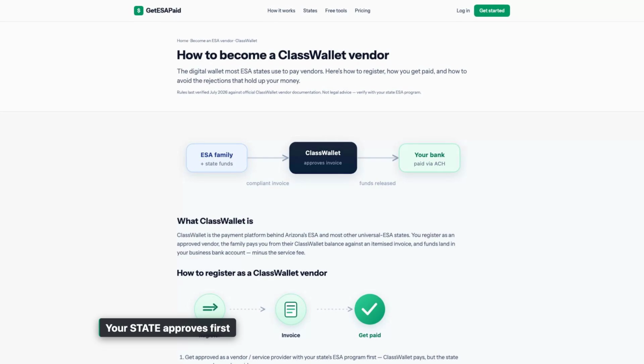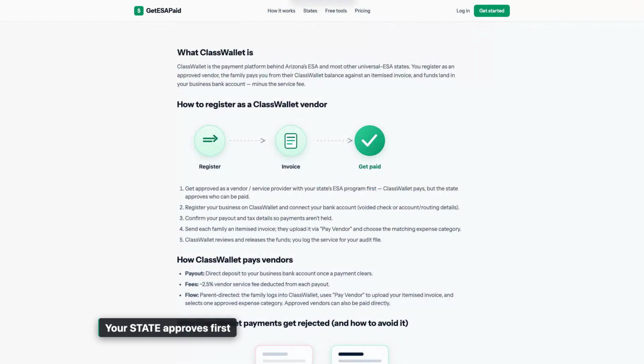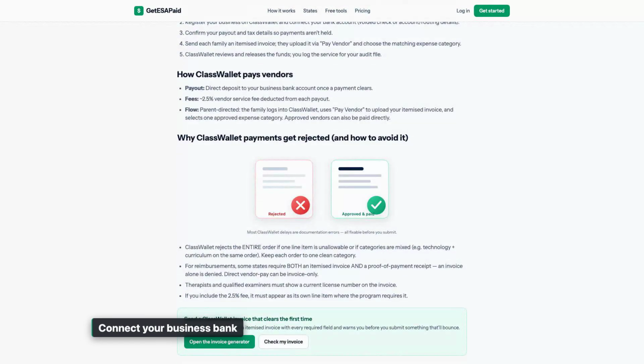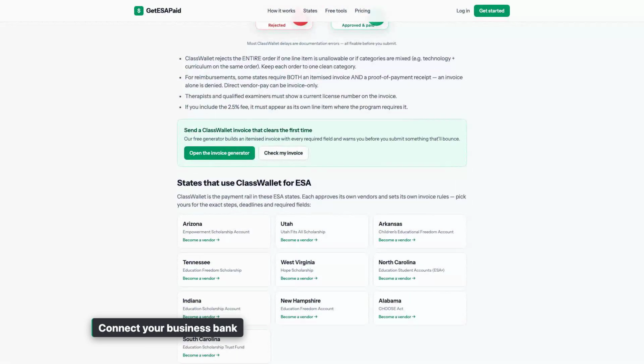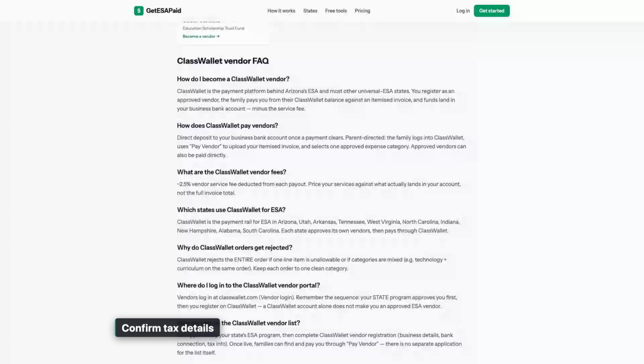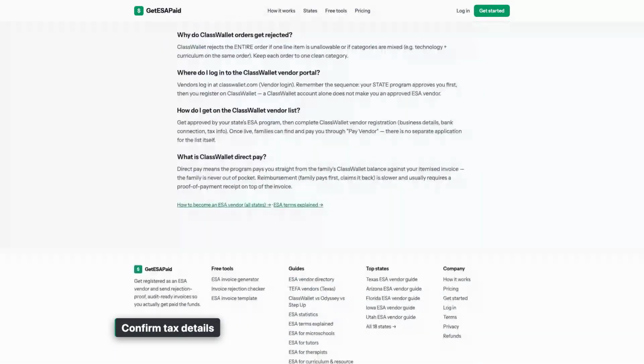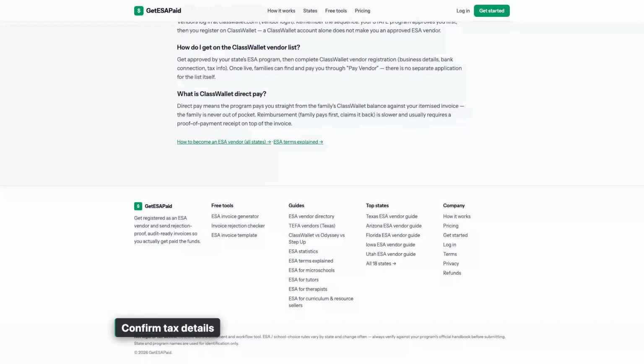Start with the order of operations. ClassWallet pays, but your state approves. You register with the state ESA program before ClassWallet will ever send you a cent. Once the state approves you, create your ClassWallet vendor account and connect your business bank. Then confirm your tax information so payouts aren't held.